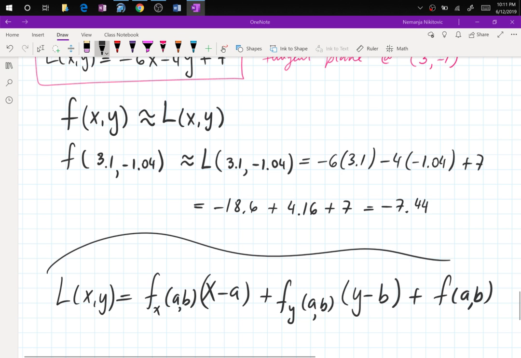Limits, you basically just plug in and try to see what's going on there. Continuity, the rules are the same as from Calculus. Alright, that's it. That's all my questions.